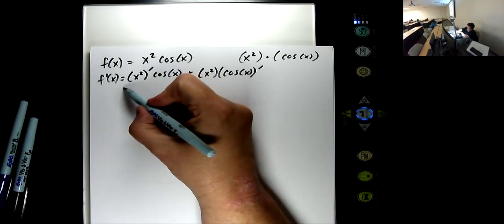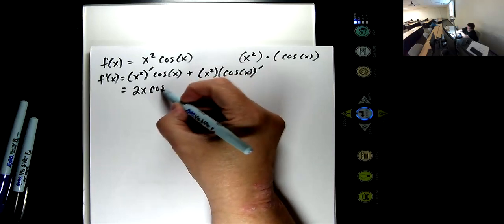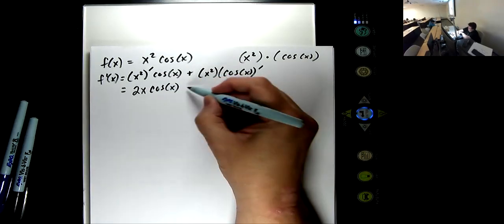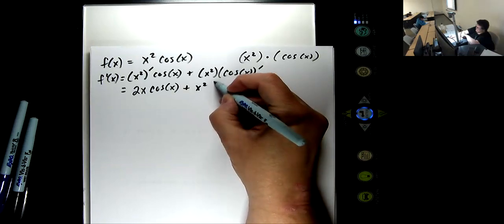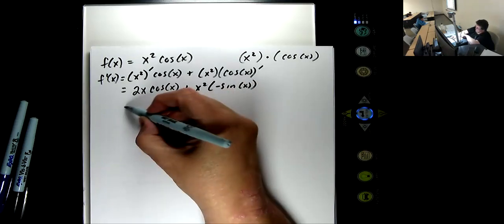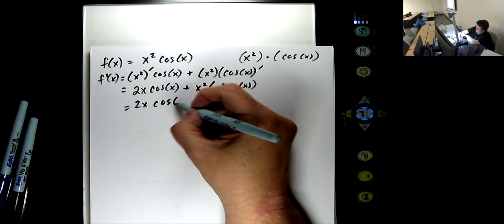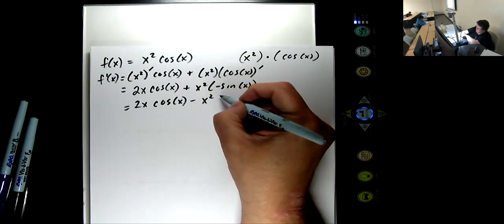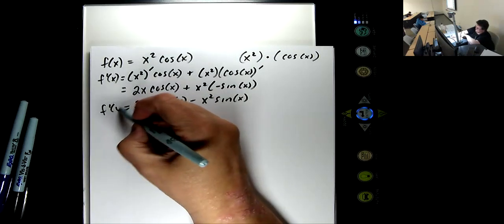The derivative of x squared is 2x, and cosine x doesn't change. Then we've got x squared, and the derivative of cosine x is negative sine x. If I were to clean this up a little bit, I would say 2x cosine x minus x squared sine x. And call that a wrap.